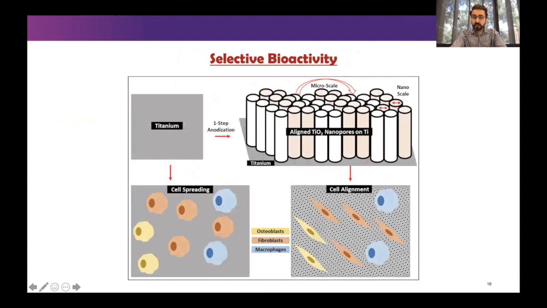Using a single surface without loading or releasing any proteins or growth factors, we are able to stimulate different cells. We are able to significantly reduce the proliferation of macrophages, which translates into immunomodulation, whereas we are able to enhance the activity of osteoblasts and fibroblasts, which are also mechanically stimulated, which translates into achieving osseointegration and soft tissue integration.